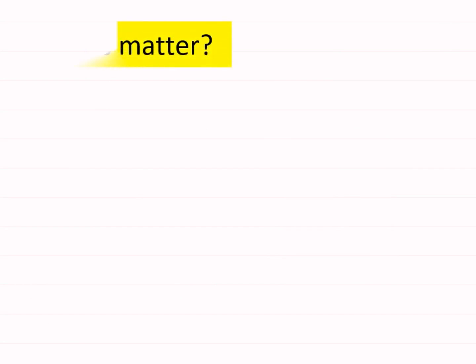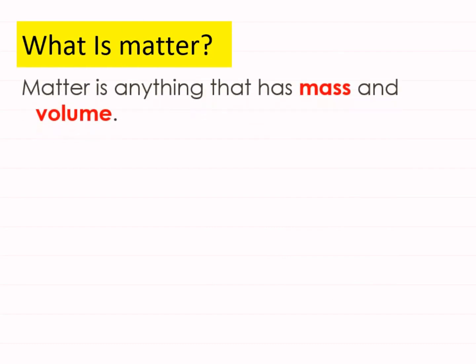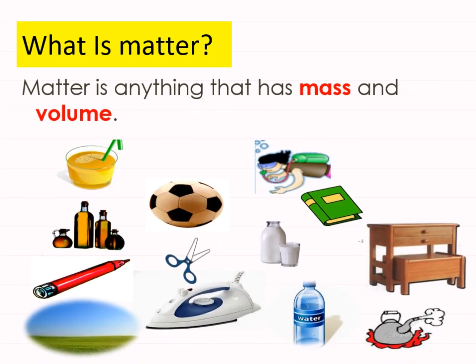Before we start our lesson, I need you to remind me, what is matter? We said last time that matter is everything that has mass and volume. So, everything around us is called matter. The juice is matter. The ball is matter. The book is matter. Milk is matter. And even the air around you is also matter.